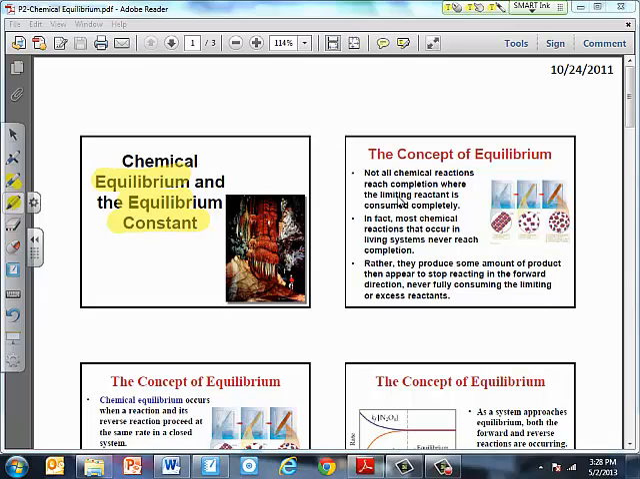When we talk about the concept of equilibrium, it says not all chemical reactions reach completion where the limiting reactant is consumed completely. In fact, most chemical reactions that occur in living systems never reach completion. Actually, what happens is they produce some amount of product and appear to stop, but they're never fully consuming the reactants. So there's a little bit of moving backwards, so to speak.